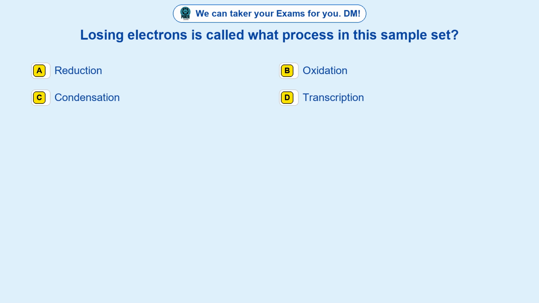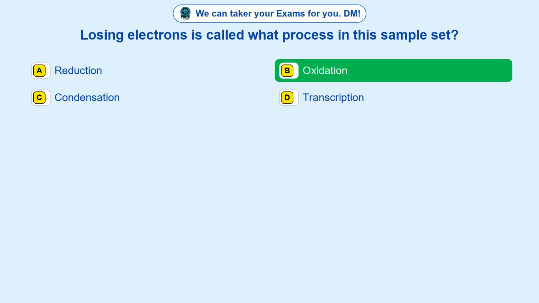Question 43. Losing electrons is called what process in the sample set? Option A, reduction. Option B, oxidation. Option C, condensation. Option D, transcription. The correct answer is option B, oxidation.